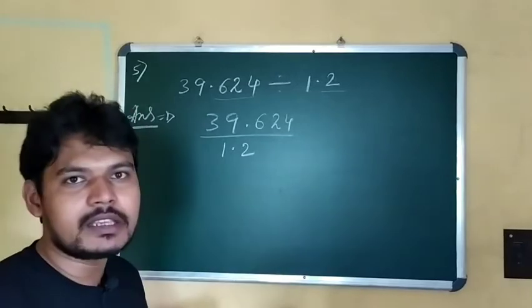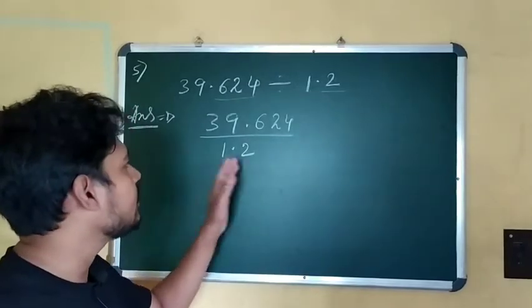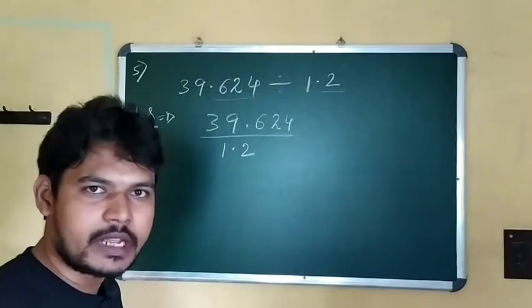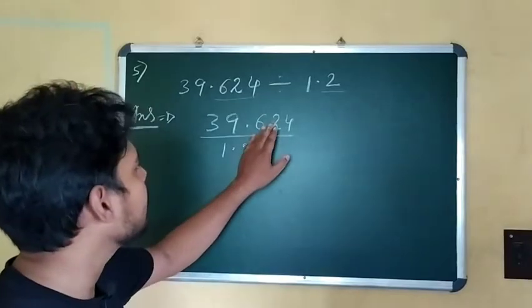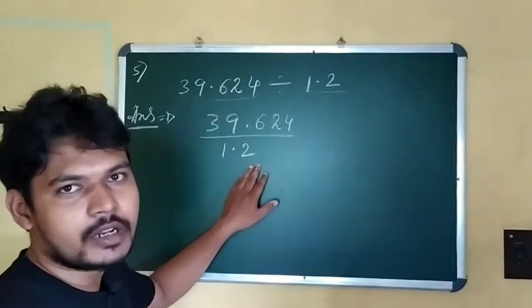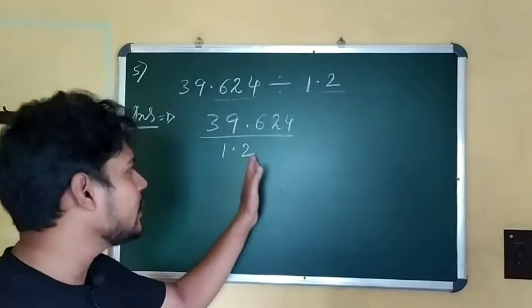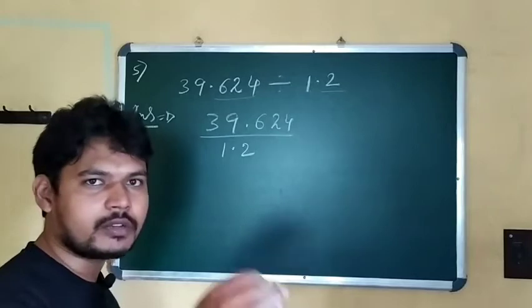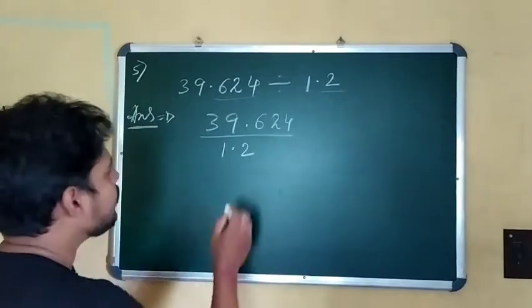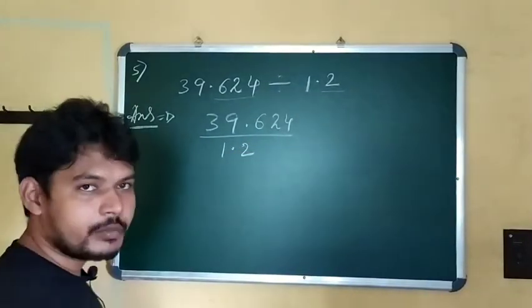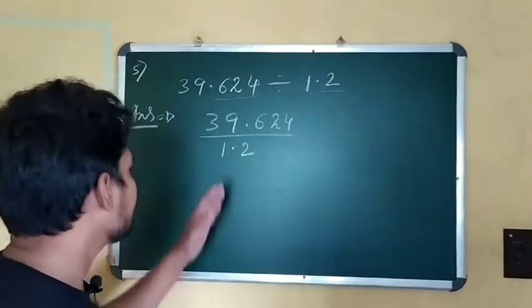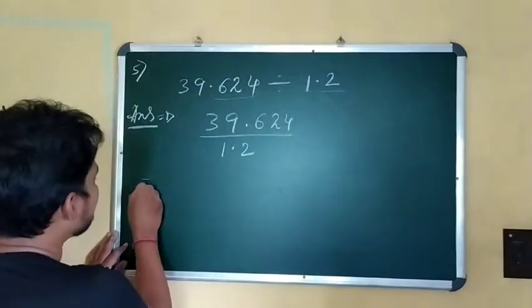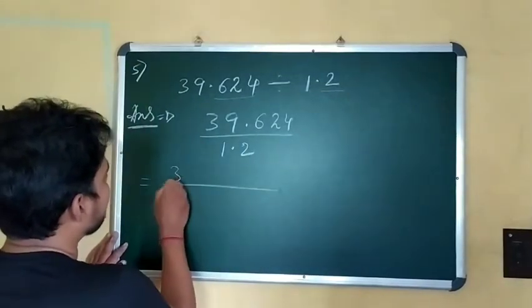And the second thing is that we have to convert this into an equivalent fraction. If you multiply both the numerator and denominator by the same number, then it will be converted into an equivalent fraction. So we have to follow this method. So we only have to convert the denominator into a whole number. So let's start.